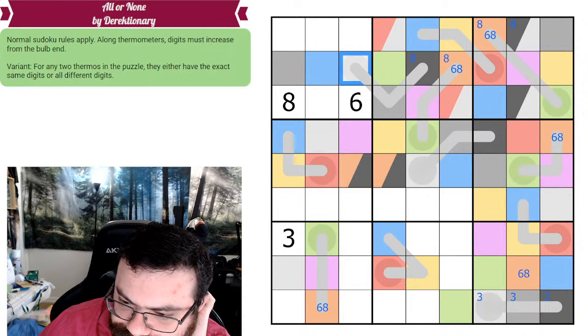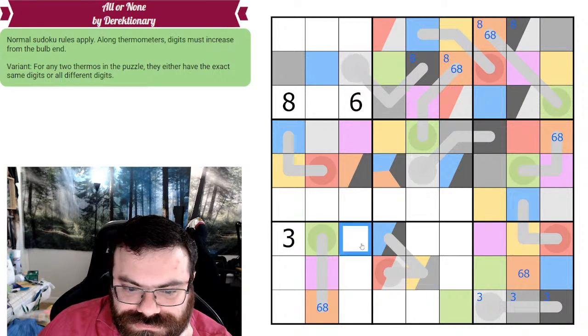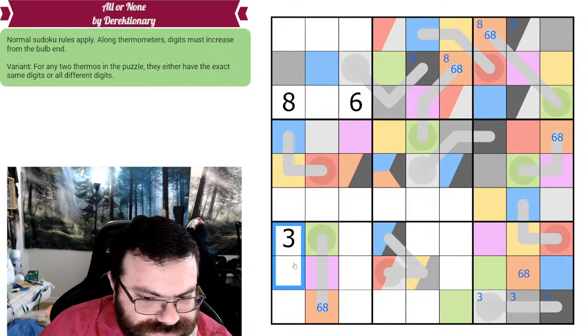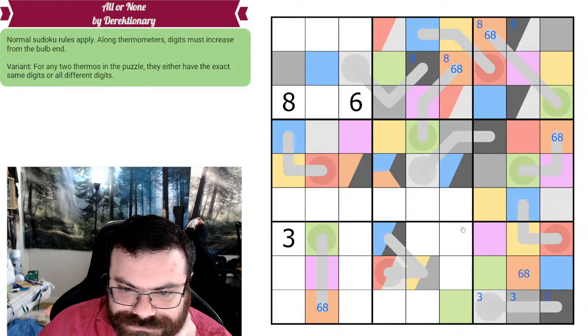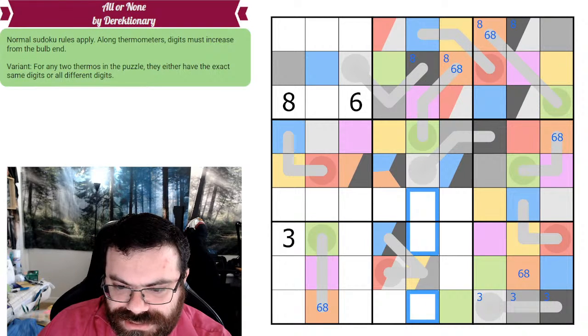Light gray could be the 3. I have to go back. Right, light gray could be the 3. Alright, what am I missing here? I have light gray, I need a dark gray. So dark gray is limited to these 3. I have a black, I have a green, purple, I need an orange.